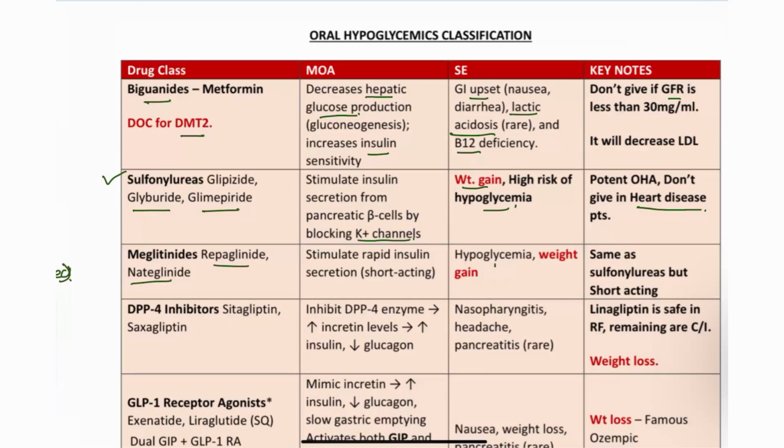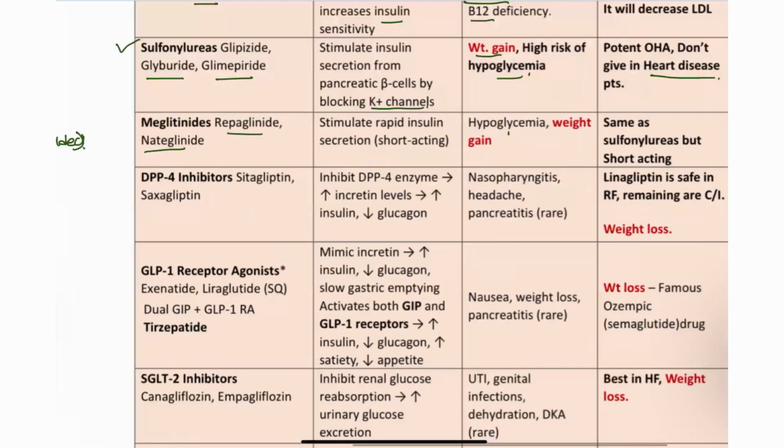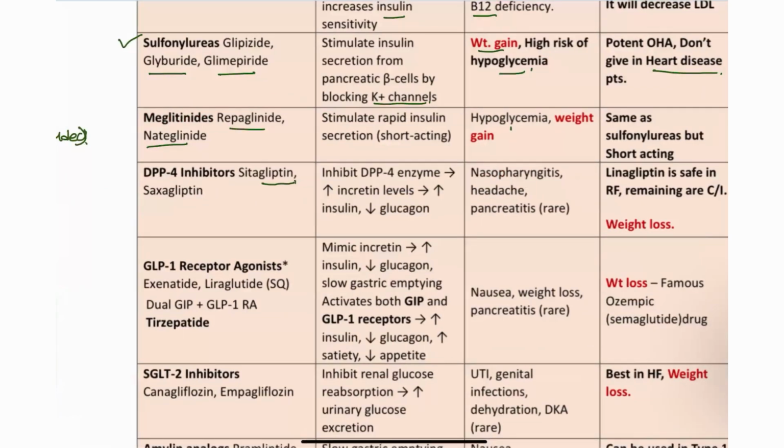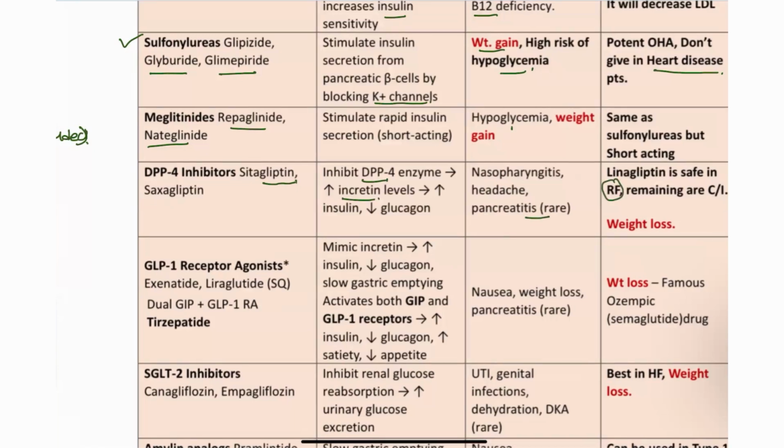Next, DPP4 inhibitors, which end with the gliptins, like saxagliptin and sitagliptin. They are going to inhibit the DPP4 enzyme, which will increase the incretins, and the side effect is pancreatitis. Linagliptin is safe in patients with renal failure, remaining all are going to be contraindicated, and they are good for weight loss.